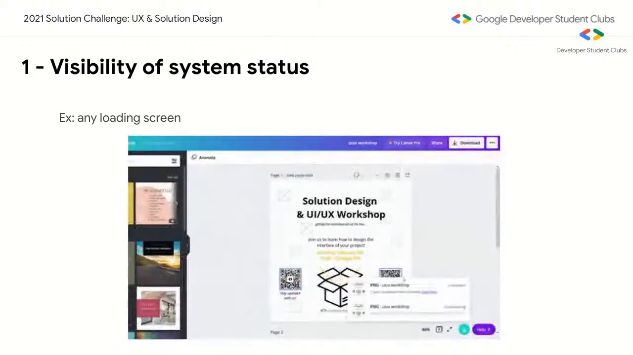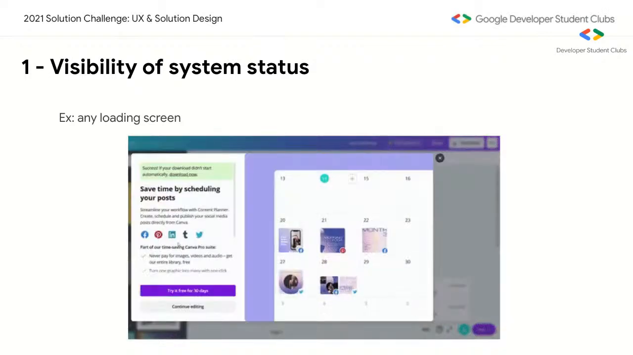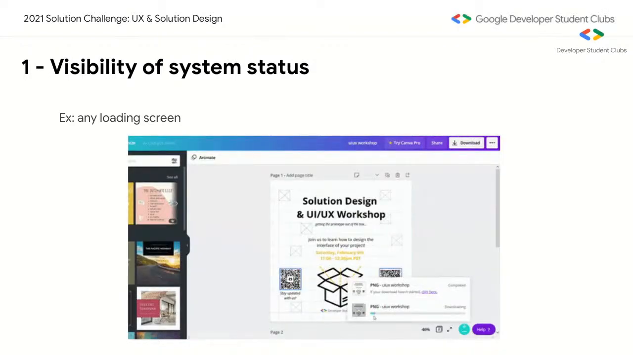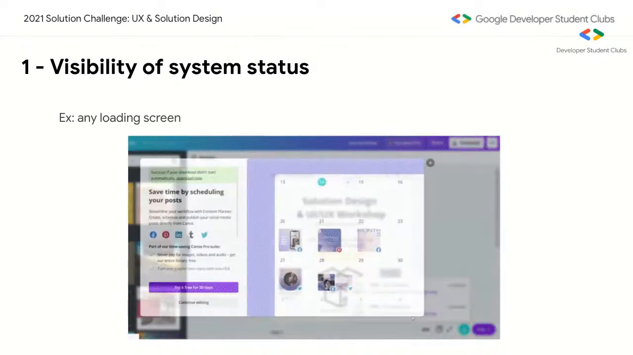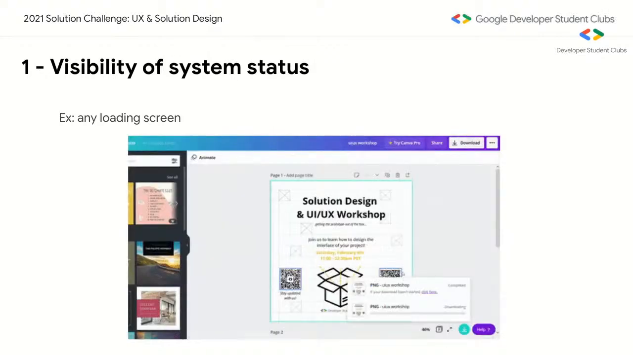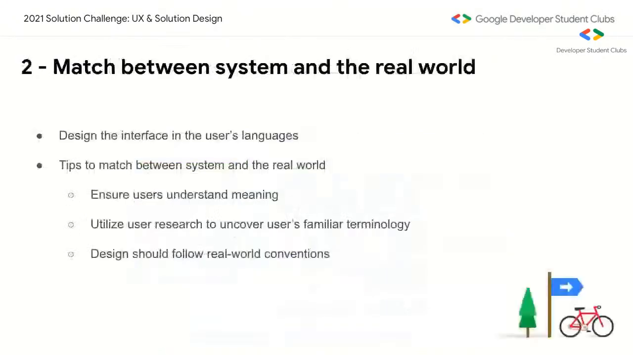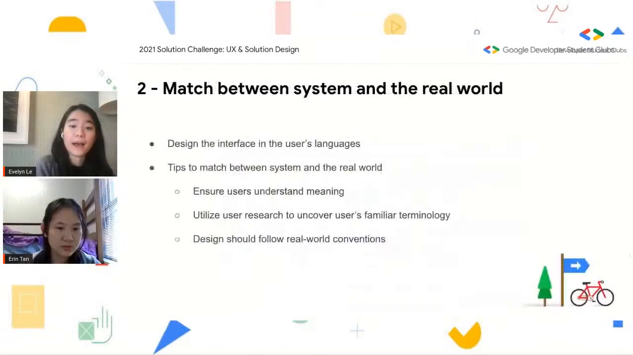Evelyn, you mentioned building trust through reliability, and the loading bars that we see here clearly do so because Canva is actively and openly laying out the downloading process for me. Are there any other ways we can build trust between the system and end users? Yes, of course. So we talked about clear and open communication, and this leads us to our second principle, which is the match between the system and the real world.